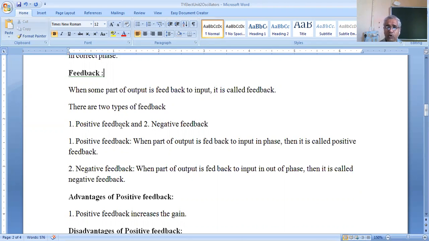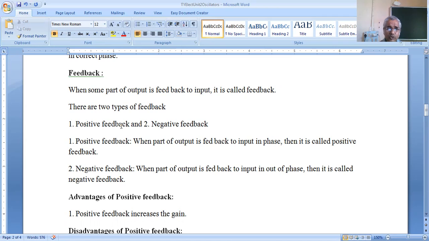So what is positive feedback and what is negative feedback? When part of the output is fed back to the input in phase, it is called positive feedback. When we give the output signal again to the input, that signal should be in phase. Therefore the value of the input signal will increase, the strength or value of the input signal will increase. So positive feedback increases the gain.